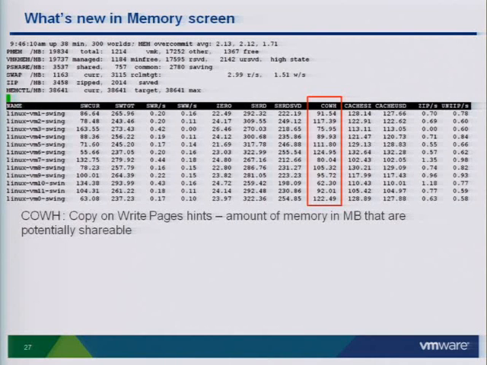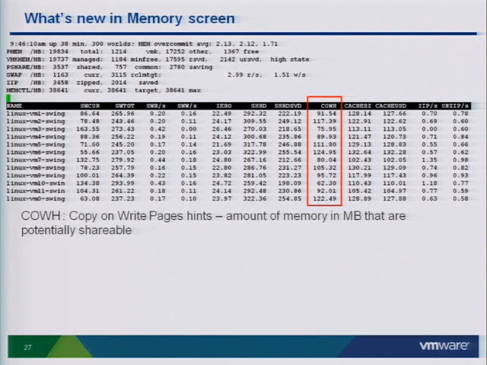Copy on write. Copy on write is a technique which is used to make page sharing work. If two machines are sharing the same page, and one virtual machine modifies that page, we actually make a separate copy just for that virtual machine, so that the page sharing is completely transparent, because you can't modify somebody else's page, right? So we do copy on write. Copy on write stands for page sharing. In other words, it's an internal terminology. So this counter tells you the amount of memory that is potentially shareable but is not shared right now.